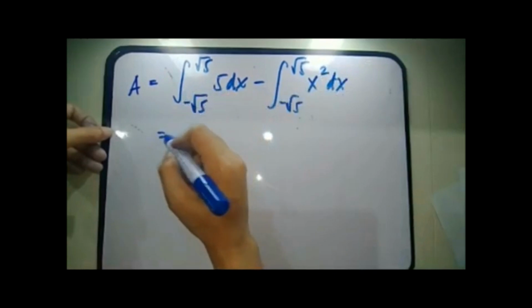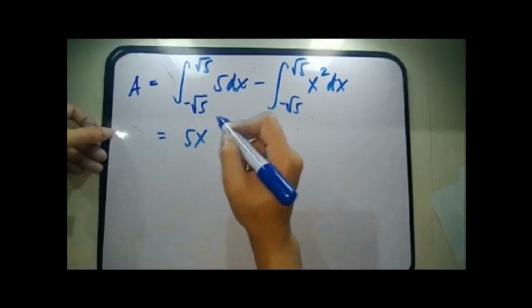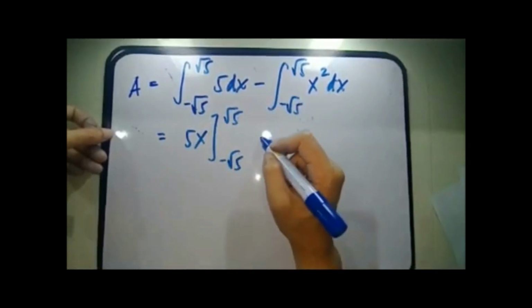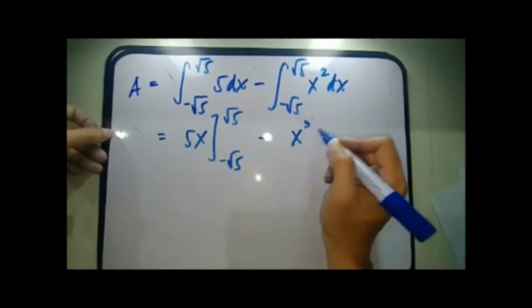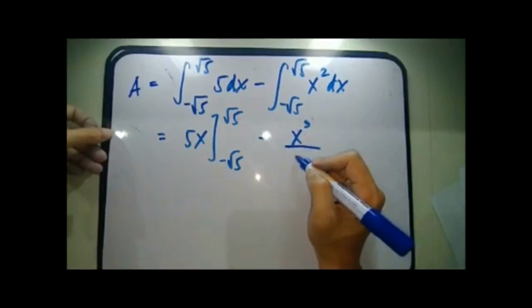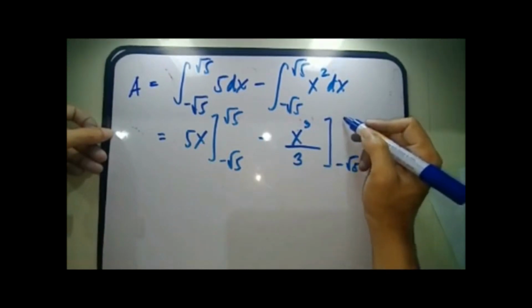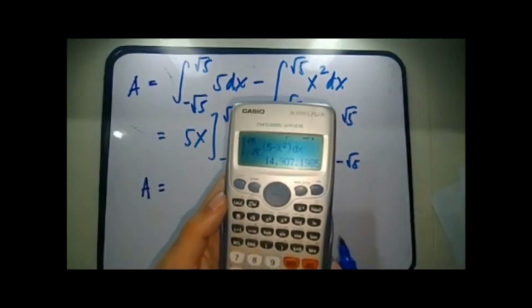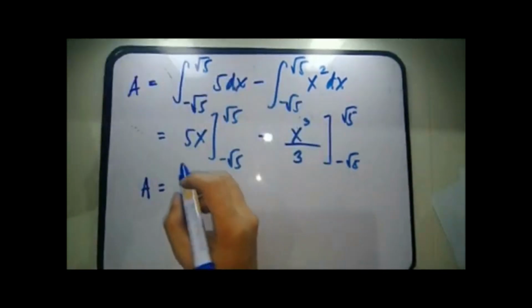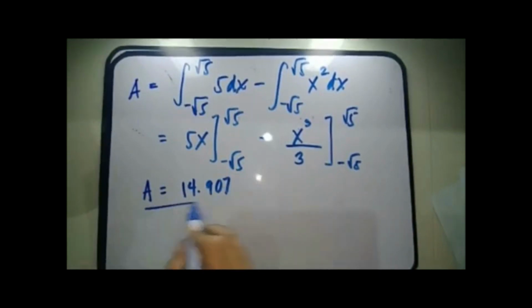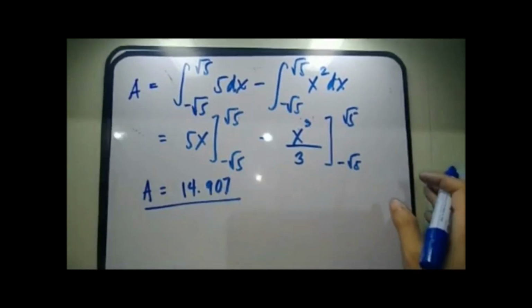Then perform natin yung mga calculus formulas. So this is 5x minus x cubed all over 3, from negative square root of 5 to positive square root of 5. So input natin sa calcu, we have here 14.907. So i-store natin yun, guys.